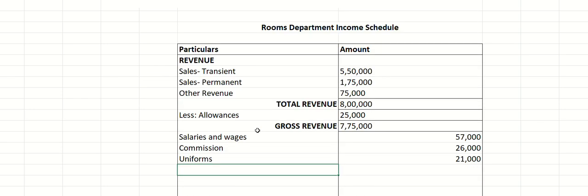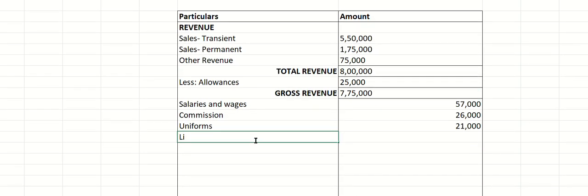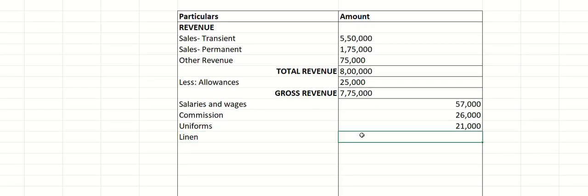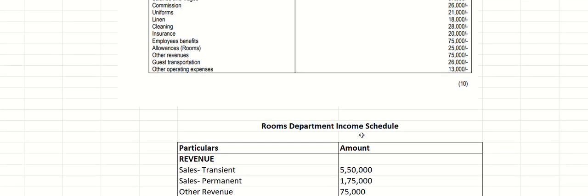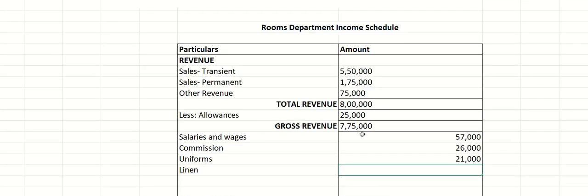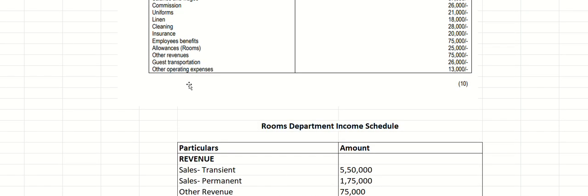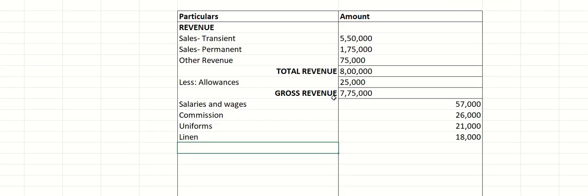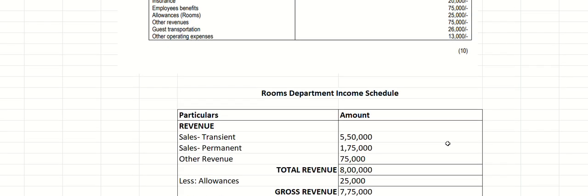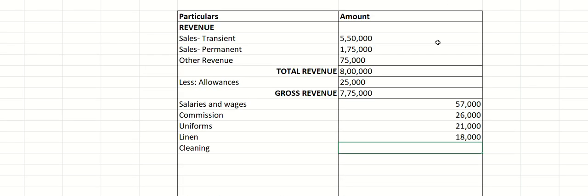After uniform, linen is there. Of course, the linen is important for those departments. The linen amount was 18,000. The next thing you have is cleaning. Of course, rooms department needs cleaning. Cleaning expense is 28,000, right? Cleaning was after linen, yes, 28,000.